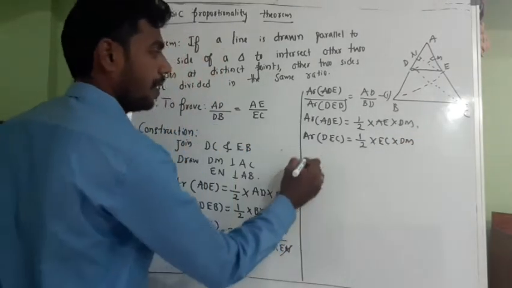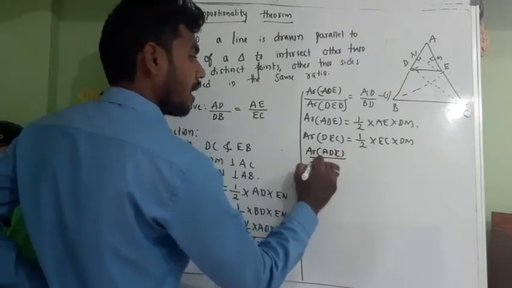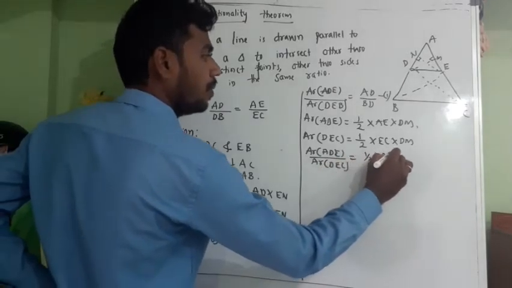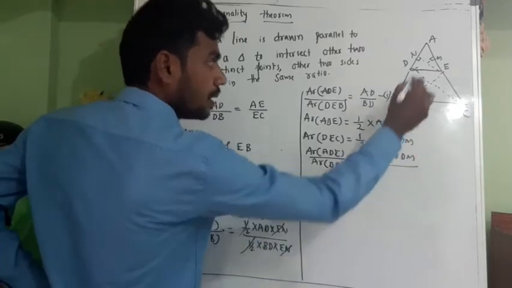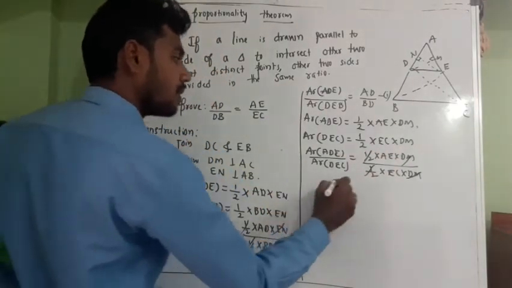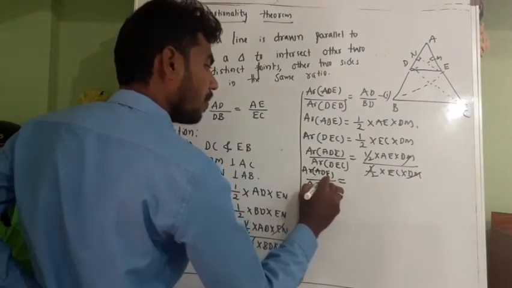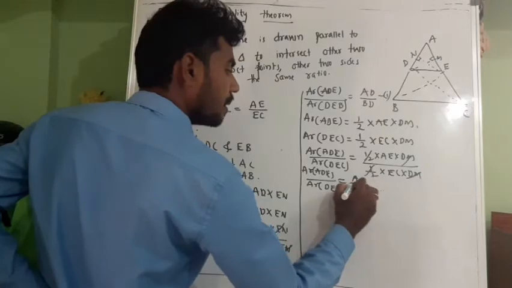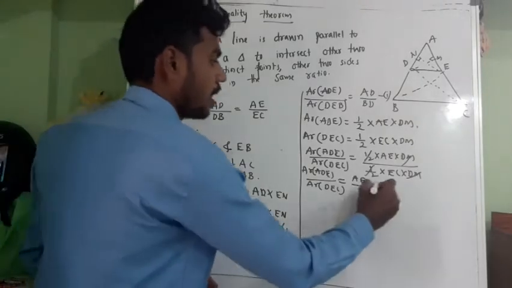Now area of triangle ADE divided by area of triangle DEC is equal to half into AE into DM divided by half into EC into DM. So these will get cancelled, therefore area of triangle ADE divided by area of triangle DEC is equal to AE divided by EC. I'll call it equation 2.